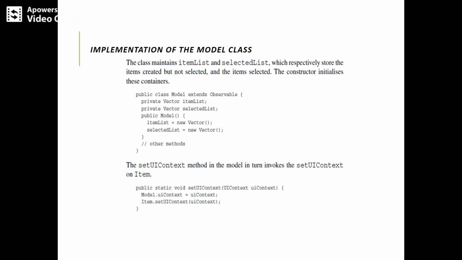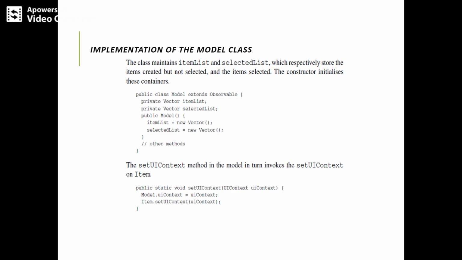So here basically we are going to see how the implementation takes place in the model class. There are two lists we are going to concentrate on here, the item list and the selected list. One is the list of all items, and the other is the list of all selected items. Those are the two lists used in the model class implementation.